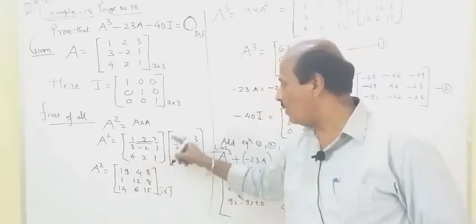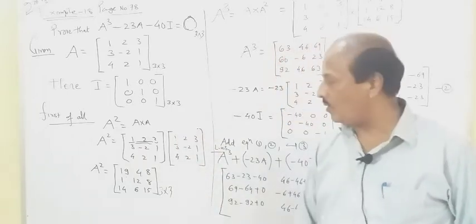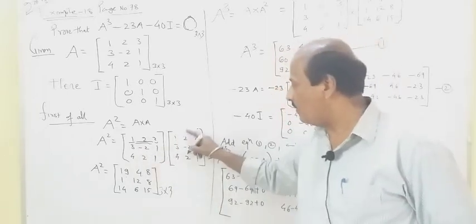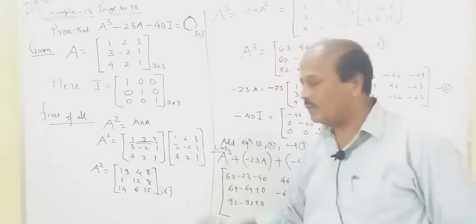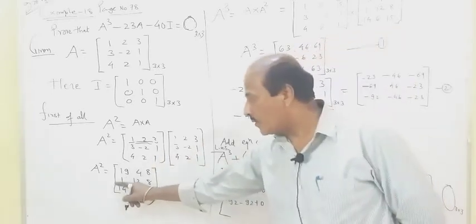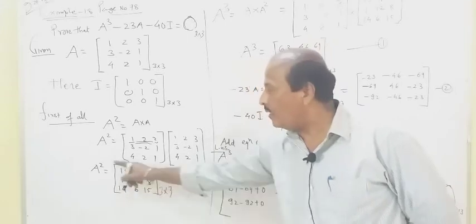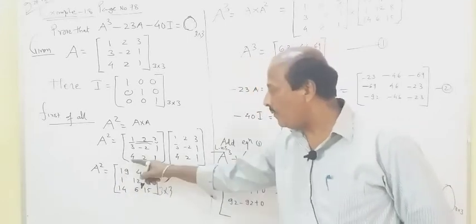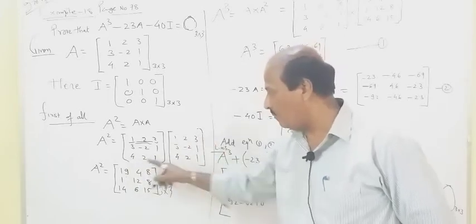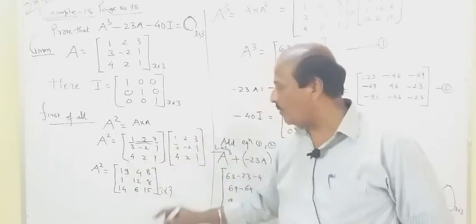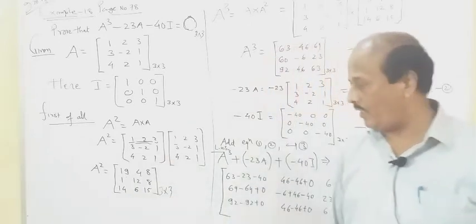3 minus 2, 1, multiply with the first column. 3 minus 2, 1, multiply with the second column. 3 minus 2, 1, multiply with this column. You will get the second row of A square. Lastly, 4, 2, 1 with the first column, 4, 2, 1 with the second column, 4, 2, 1 with the third column, you will get A square.